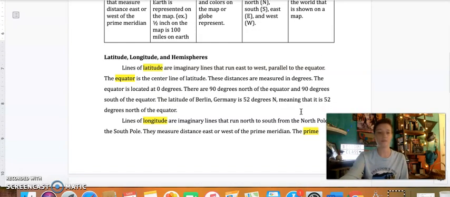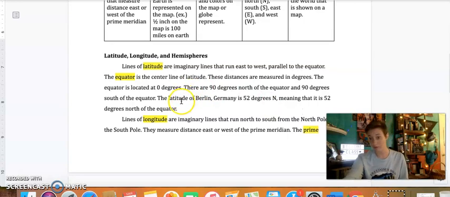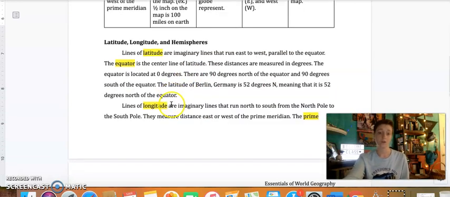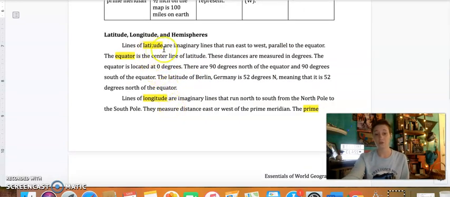So, what is latitude, longitude, and hemispheres? They can be very confusing. So, latitude, these are the imaginary lines, right? They run east to west, and they are parallel to the equator.